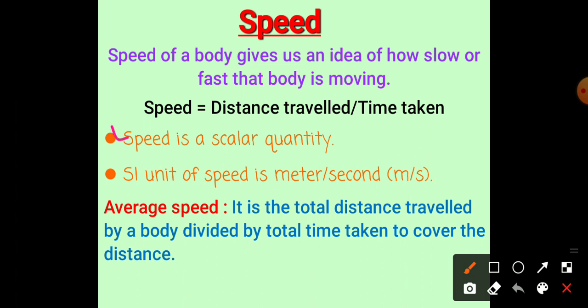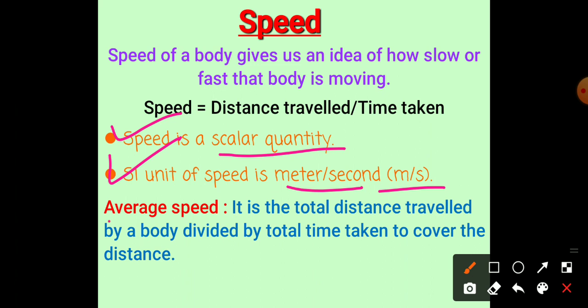Now, speed is a scalar quantity. Why? Because it depends on the distance, and because distance is a scalar quantity, and time is also a scalar quantity. So that means speed is a scalar quantity. Now, second point, SI unit of speed is meter per second, because distance has the unit meter and time has the SI unit second. So SI unit of speed is meter per second.